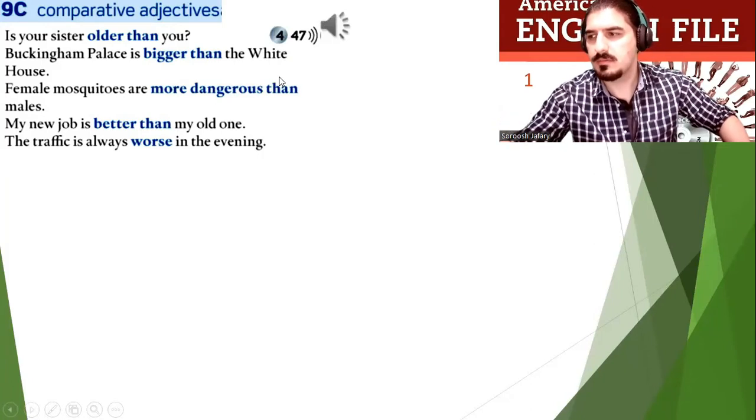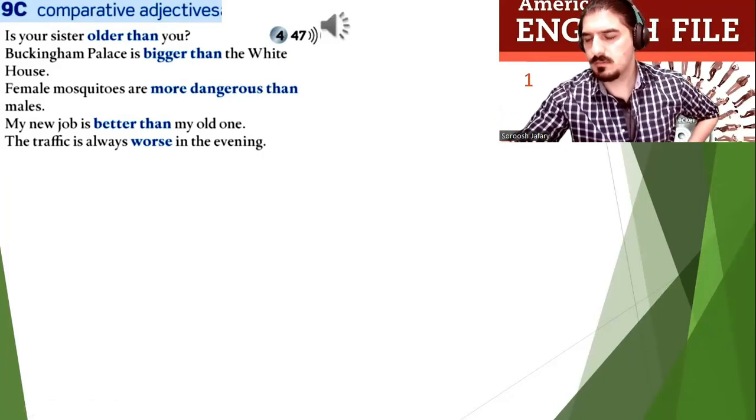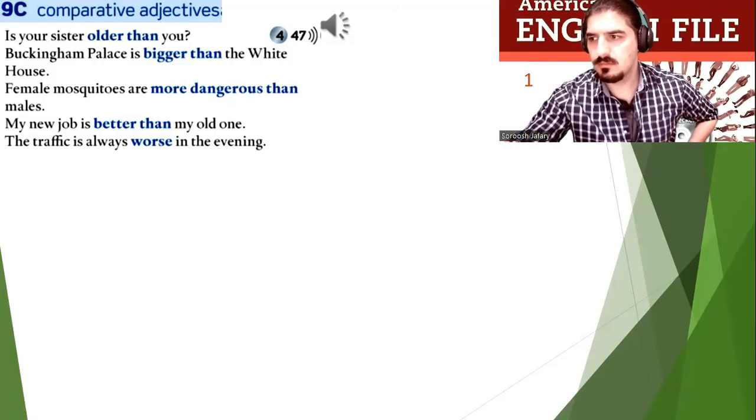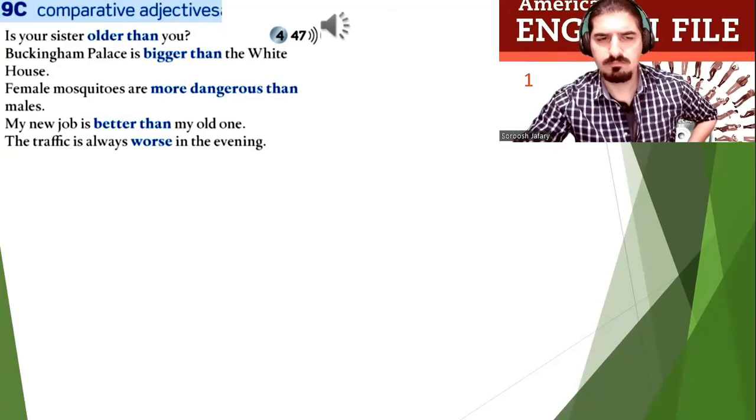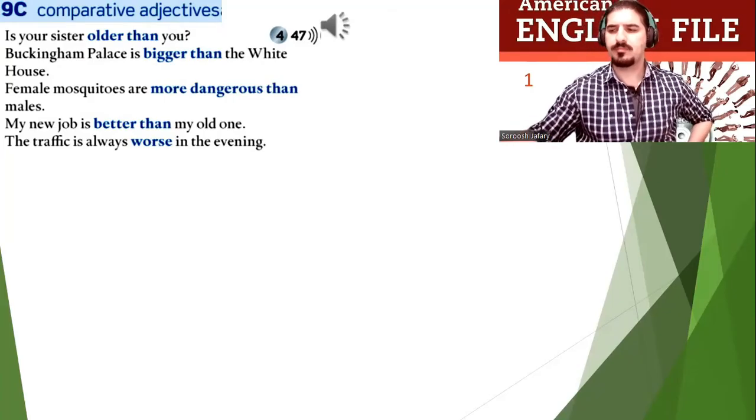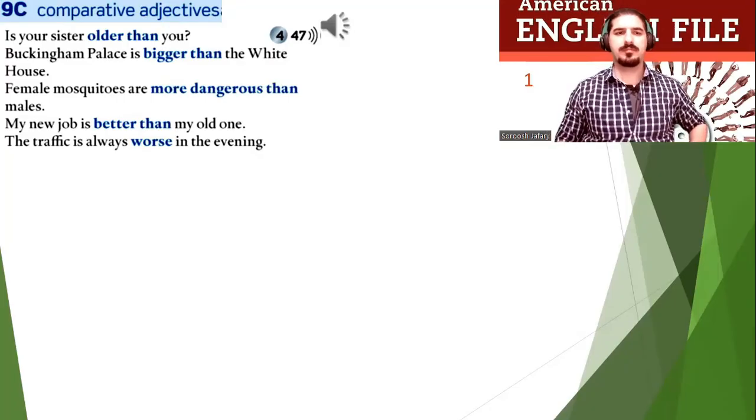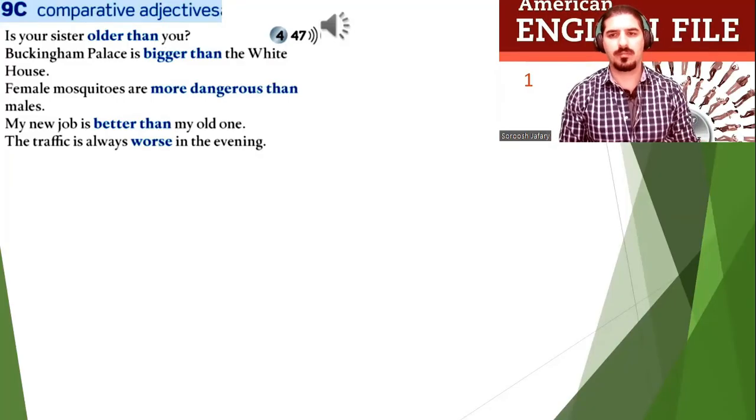Is your sister older than you? Buckingham Palace is bigger than the White House. Female mosquitoes are more dangerous than males. My new job is better than my old one. The traffic is always worse in the evening.